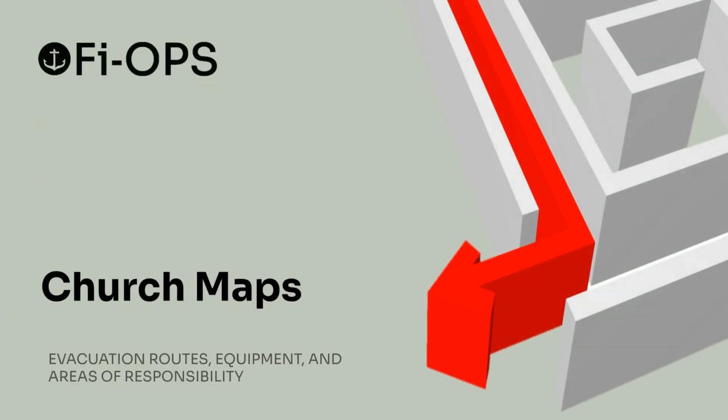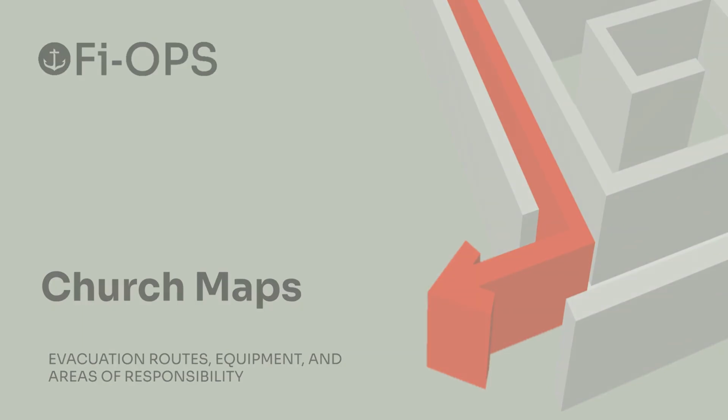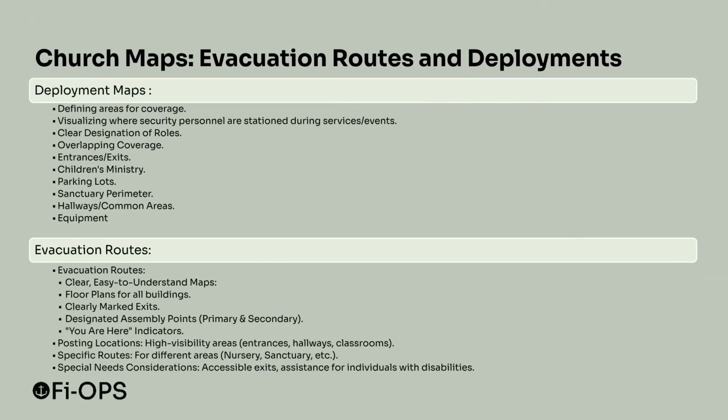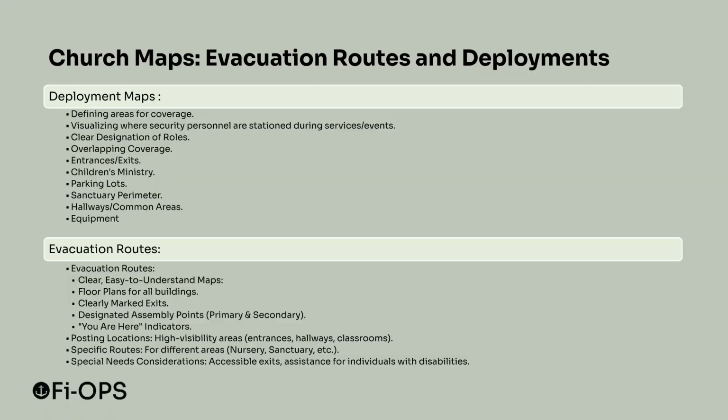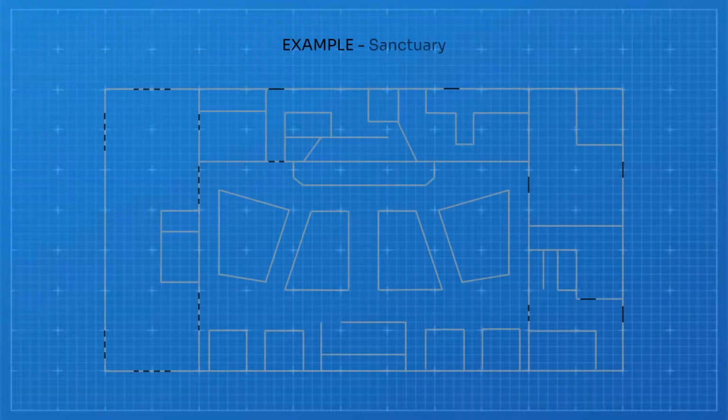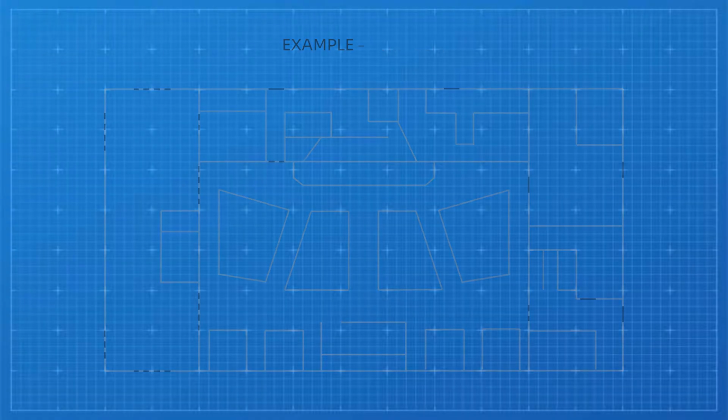Church maps visualize evacuation routes, equipment locations, and areas of responsibility. These maps are critical tools for orientation and emergency response planning. Deployment maps define security coverage areas and roles. Evacuation routes must be clear, with marked exits and designated primary and secondary assembly points posted in high-visibility locations. This is an example map of the sanctuary building layout for reference.